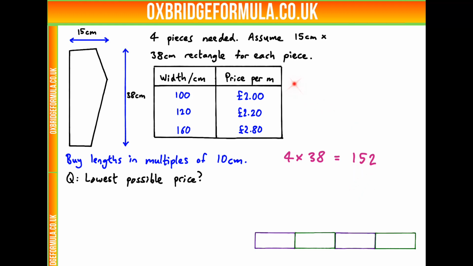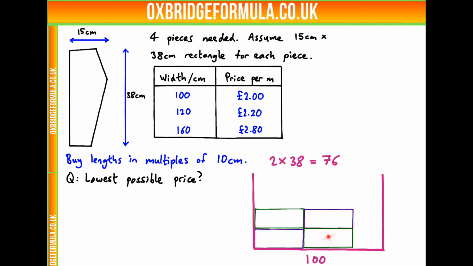Now, how does this compare with our widths? We can see that we're going to have to use the largest one. So if it's in the 160, it looks like we're using the space rather efficiently because we've only got 8 centimeters here at the end that we're not using. So does that mean this is definitely the best option compared to the last one?